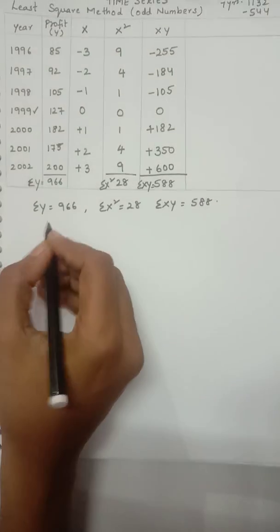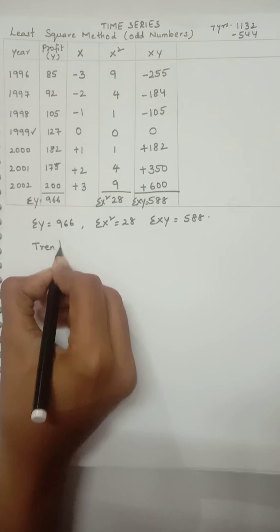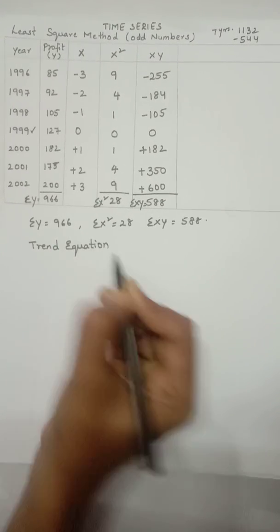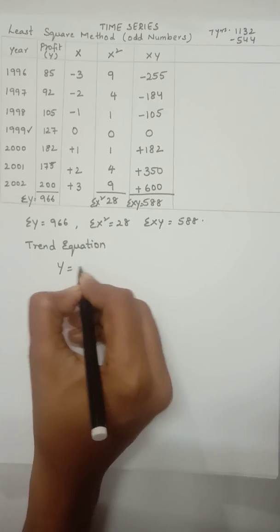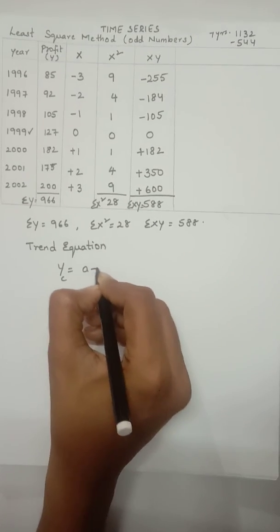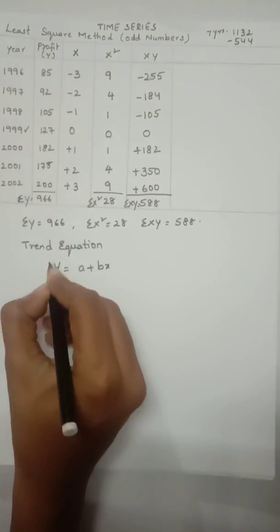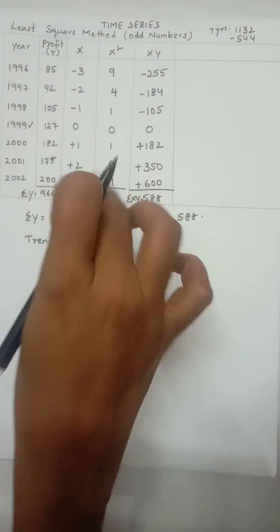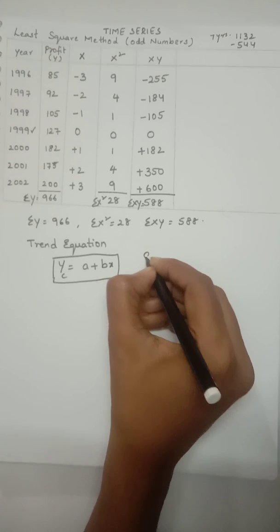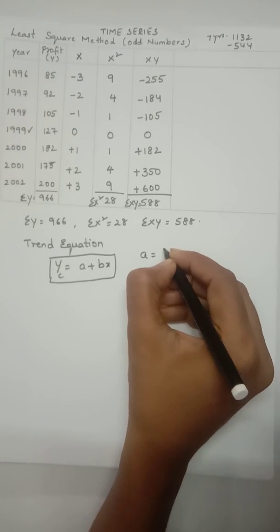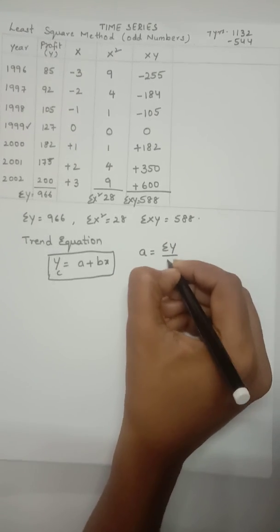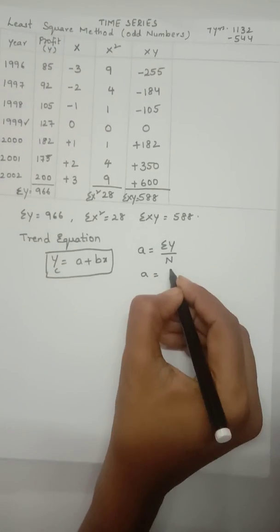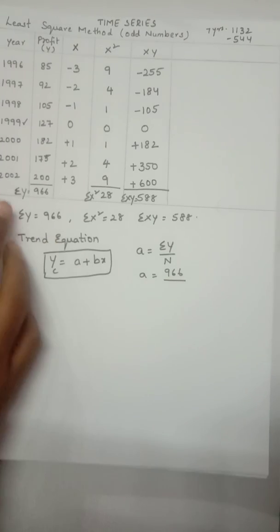Now we need to go for the trend equation: yc is equal to a plus bx. This is the trend equation. We need to find the trend equation for this problem. Here A is equal to summation y divided by n. So A is equal to 966 divided by the n value.